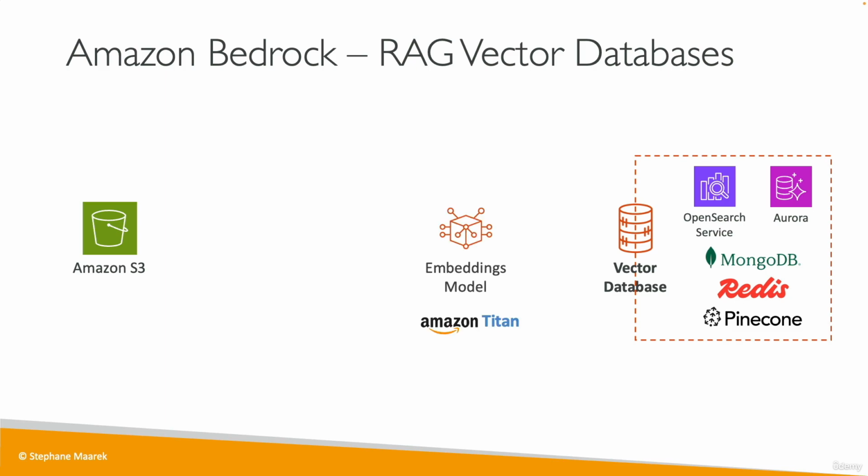So next, we need to have what's called an embeddings model. And this is how to convert the data into these vectors. And so it could be Amazon Titan or Cohere.